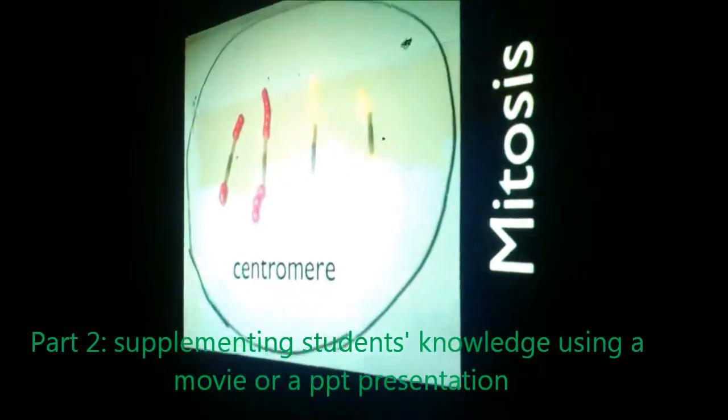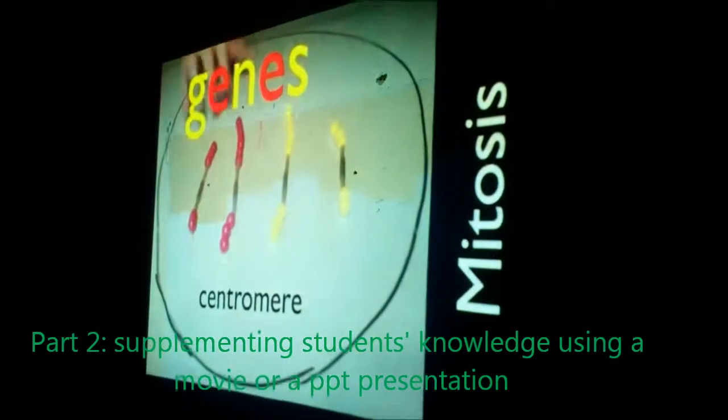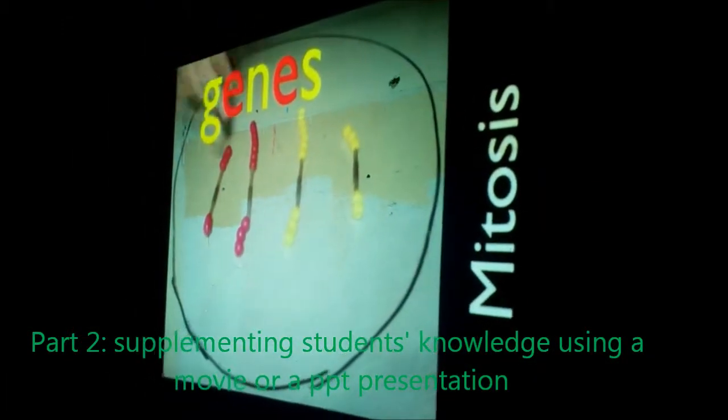Each letter represents a gene. Now here we just have a few genes, but in a human cell we're going to have thousands of genes on each of the chromosomes. And so this is a very simplified model. You can imagine if this is a human chromosome, my whole board would be filled with these chromosomes. And so this is a very simple model.